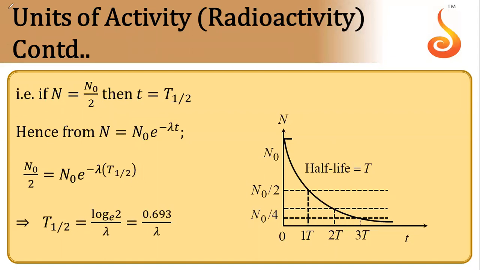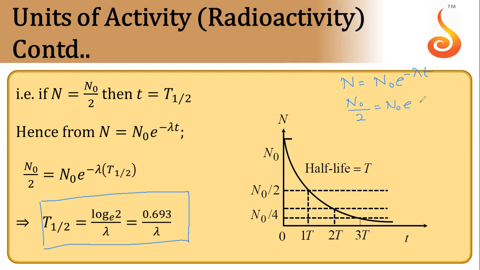Then we have also derived the formula of half-life, that is ln2 by lambda or 0.693 by lambda. Actually, it is derived from here: N equals N naught e raised to power minus lambda into t is our formula. We have to calculate the value of time when the number of atoms present becomes N naught by 2. So then you have to take log of both sides, and when you solve, you will get the formula of half-life as this one.